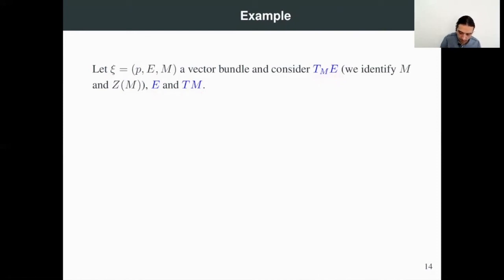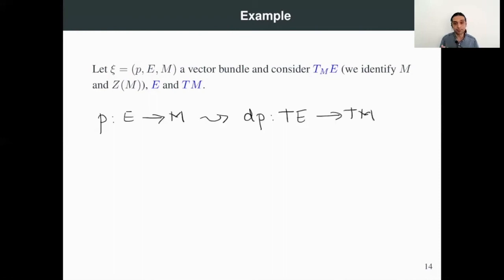What we have is that the projection associated to the vector bundle is a differentiable map. We're considering here a differentiable vector bundle, and so we can consider its differential. The differential of P is a differentiable map, let's assume that everything is infinity, between the tangent space of E and the tangent space of M, okay?